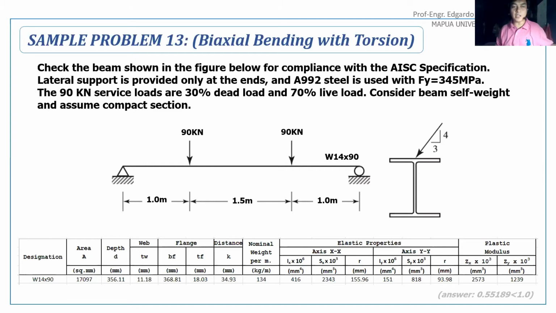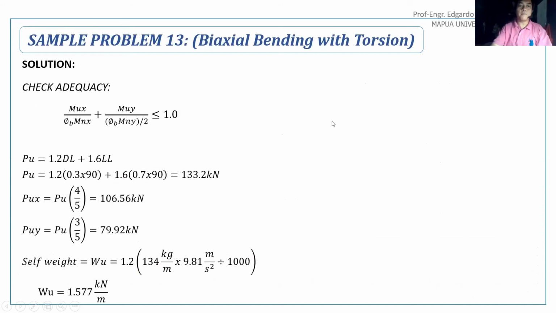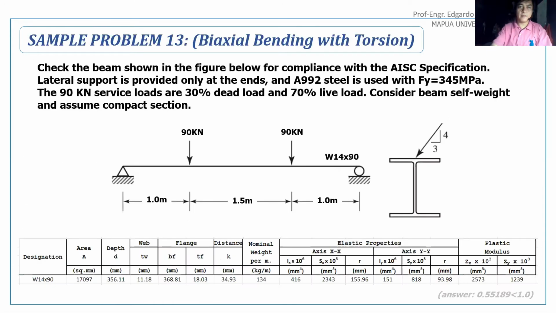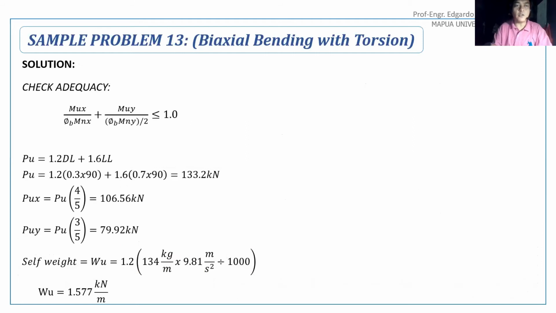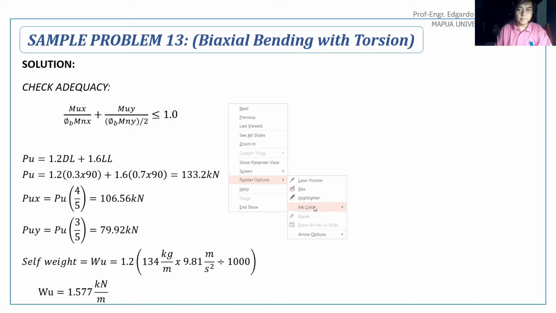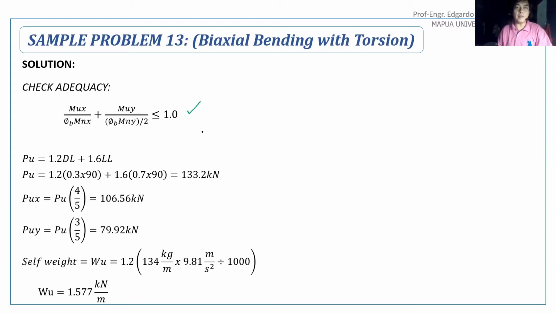The properties of the section are also given, taken from the steel manual. First, to check for the adequacy, we have to satisfy this interaction equation. So bending about x plus bending about y should be less than or equal to 1. Take note that there is an over 2 here. That over 2 is because of the presence of torsion, so the capacity on y-axis bending is reduced, or halved. That is why there is an over 2 there.